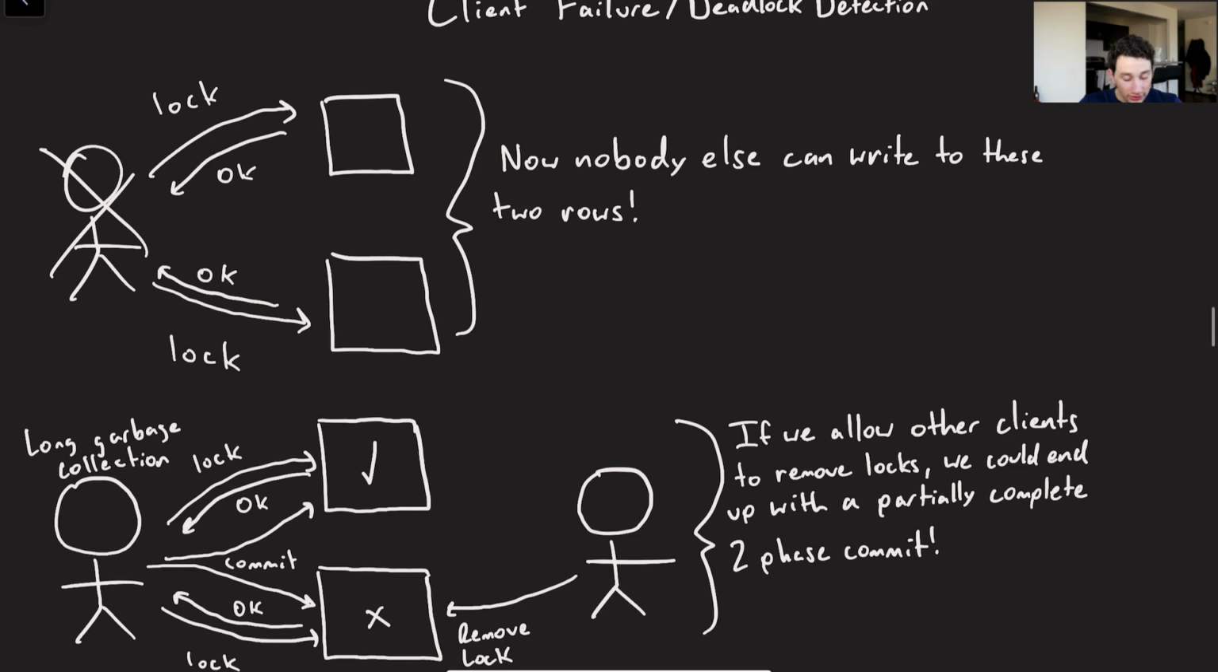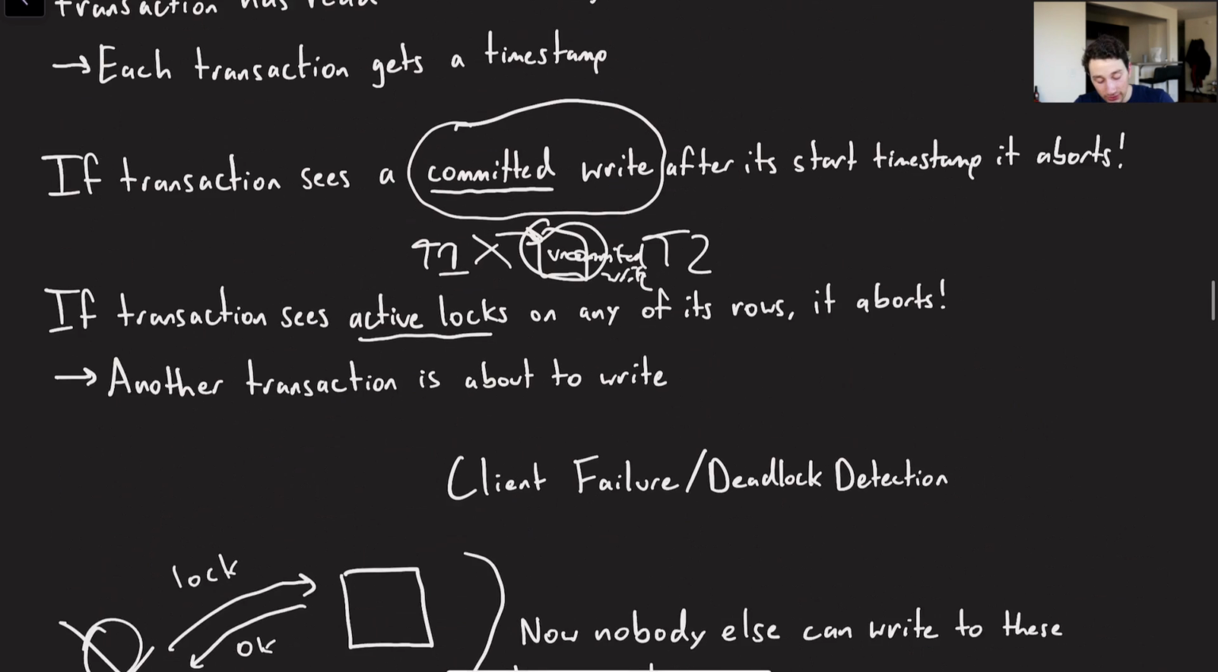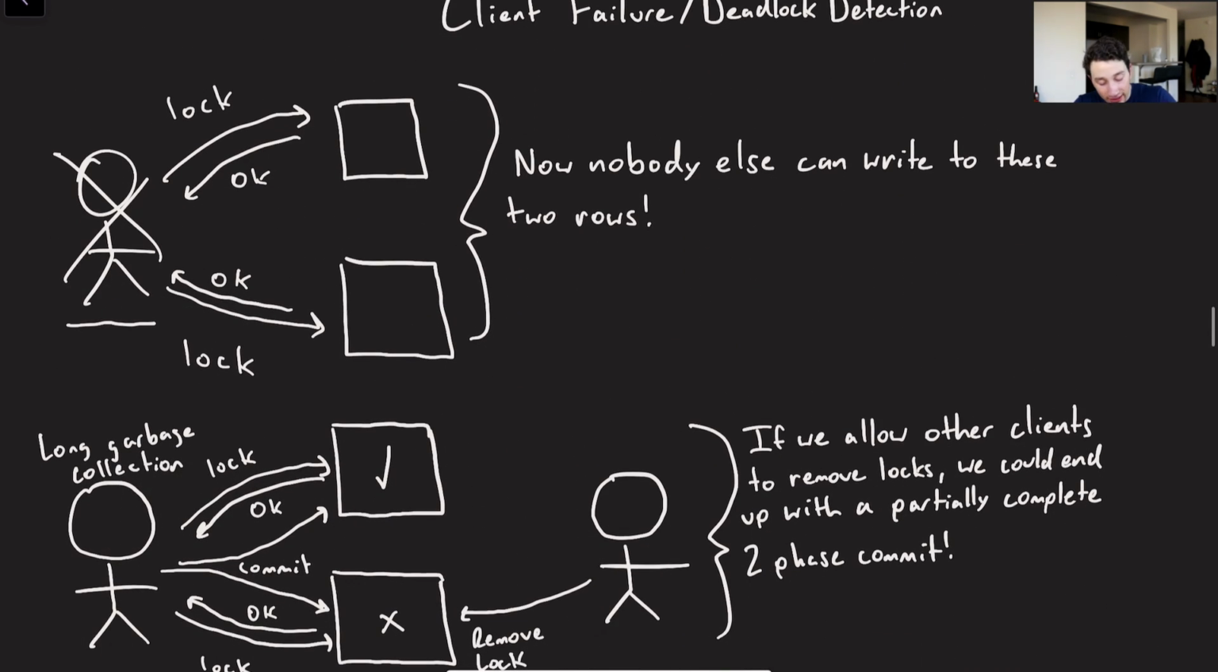Cool. Next, we're going to be talking about client failure and deadlock detection. So the problem with two-phase commit, fundamentally, is that it is coordinated by a third party, right? So in this case, it's the client. If I'm the client, and I want to write to 2 rows, row 1, row 2, the first thing that I need to do is grab locks on those 2 rows, right? So we do that. Now, during this time, no one else can write to them. That's pretty important.